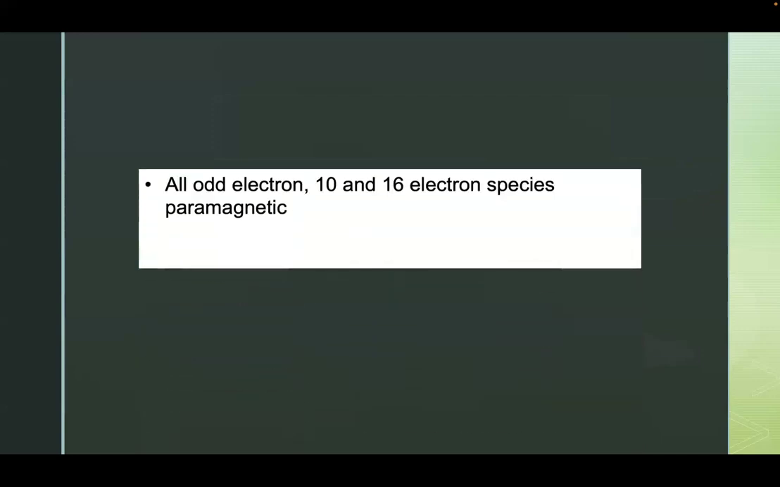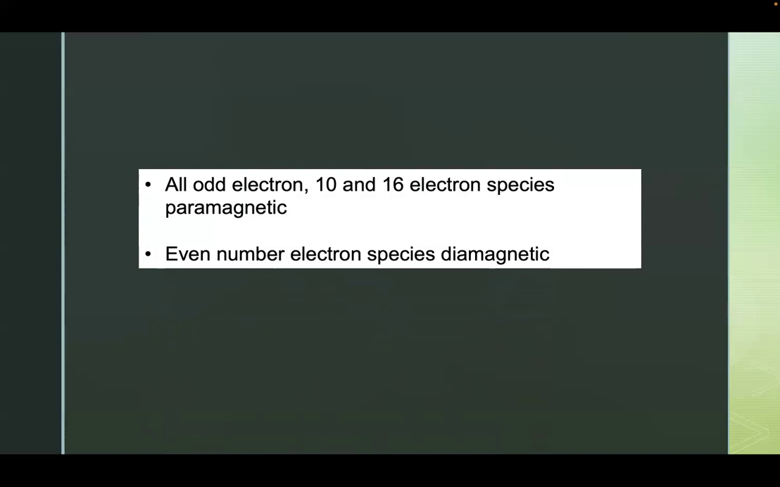Now, coming to our trick, it's very simple. We will just remember one thing: if the total number of electrons in that molecule is odd, 10 or 16, they will be paramagnetic. And if it's any other even number, then it will be diamagnetic. Once again, odd number of electrons, 10 and 16 will be paramagnetic, and other even numbers of electrons are diamagnetic.